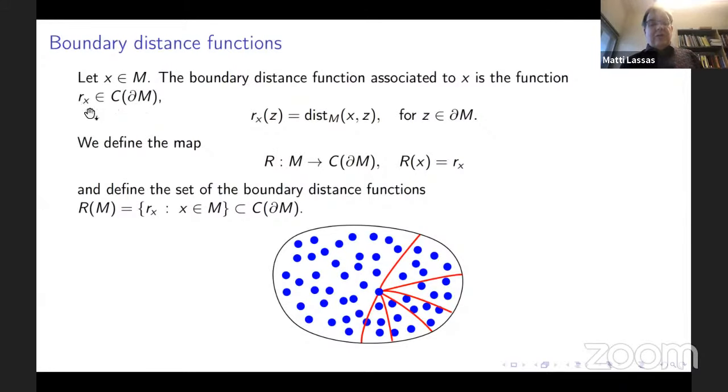These boundary distance functions are continuous functions on the boundary. So we can define a map that maps points in the manifold M to continuous functions on the boundary. So that point x is mapped to the corresponding boundary distance function. And we can define the set of all boundary distance functions, the image of this mapping R.